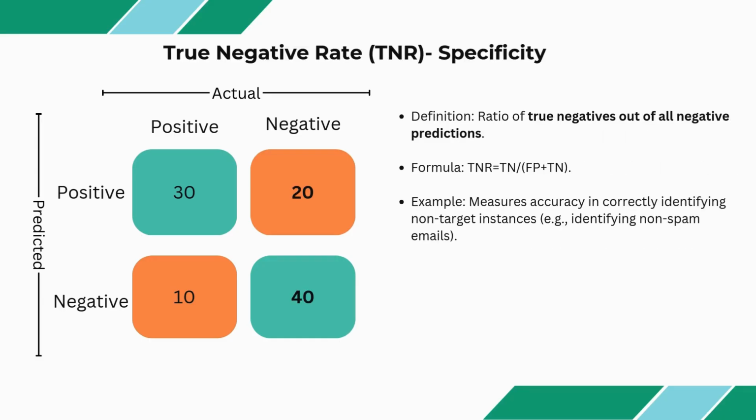Let's quickly check the last 2 methods for evaluation. First one is true negative rate or TNR. It is also called specificity. And its definition is the ratio of true negatives out of all negative predictions. So over here in this diagram, it considers the right hand side column, which is the negative ones. So the formula is true negative divided by false positive plus true negative. And in our example, it measures accuracy in correctly identifying non-target instances, for example identifying non-spam emails.